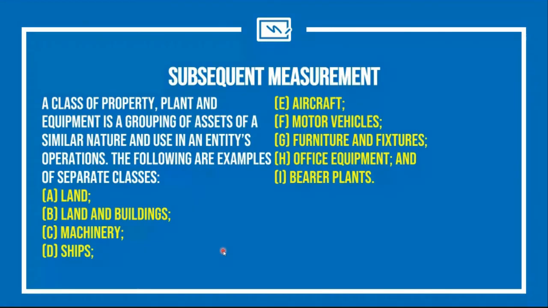Okay, since we are talking about classes of PPE, so that we will not be confused later on, these are the basic examples of the classifications or groupings. So we have land. Generally, land and buildings, or basically land will now be part of buildings already. Okay, so we have buildings, machinery, ships, aircraft, motor vehicles, furniture and fixtures, office equipment or other types of equipment, and then bearer plants. So these are just examples of classes of property, plant, and equipment.